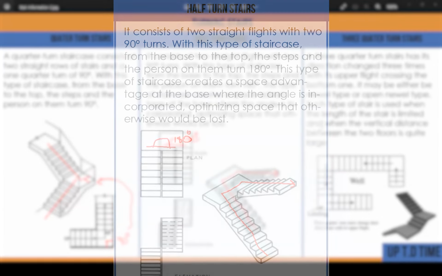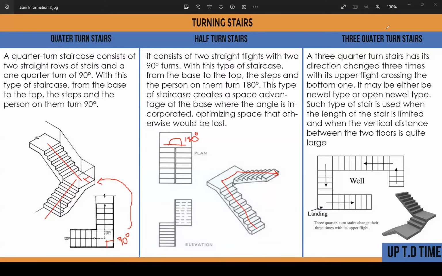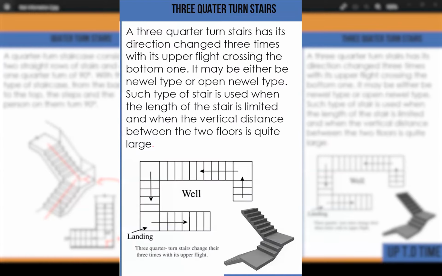So let's move on. Three-quarter turn stairs. A three-quarter turn stairs has its direction changed 3 times, with its upper flight crossing the bottom one. It may be either newel type or open newel type. Such type of stairs is used when the length of the stairs is limited and when the vertical distance between the two floors is quite large.